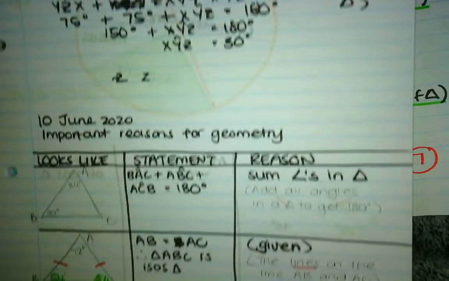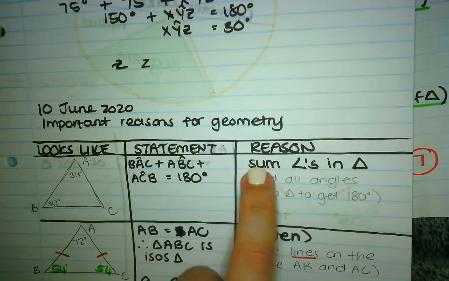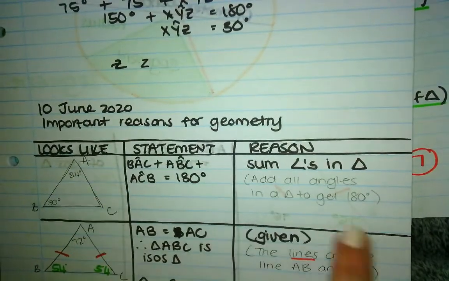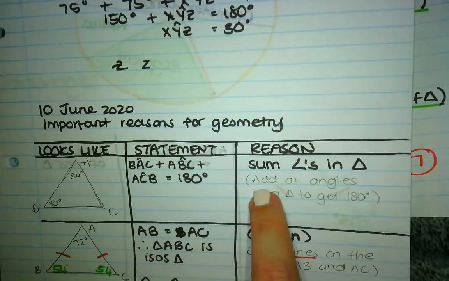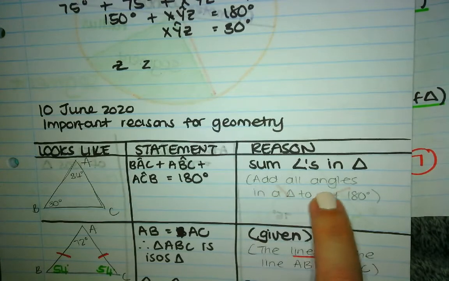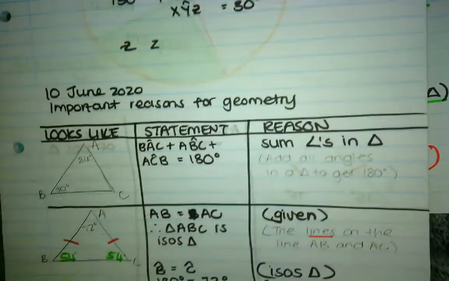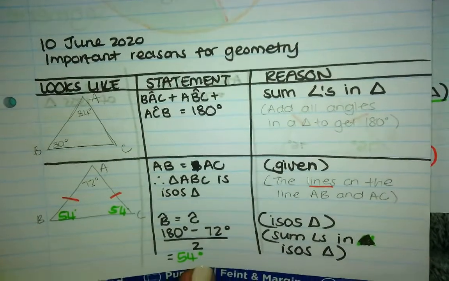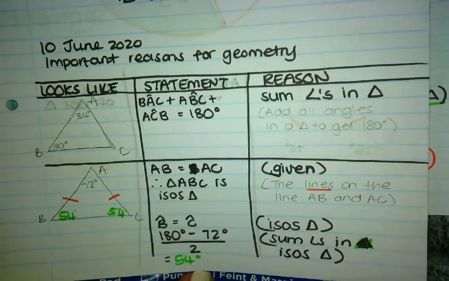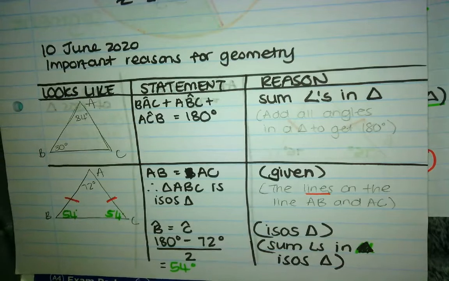Your reason is why we are doing that. Why are we putting them all together? Because we need to add all the angles in the triangle. If you didn't know what it meant, I put it in pencil for you: adding all the angles in a triangle to get 180 degrees. Then for the next one, there's only 3 I did.